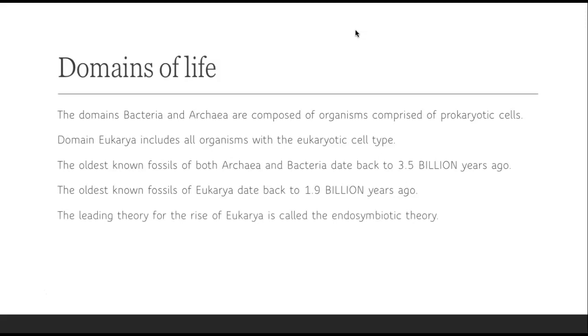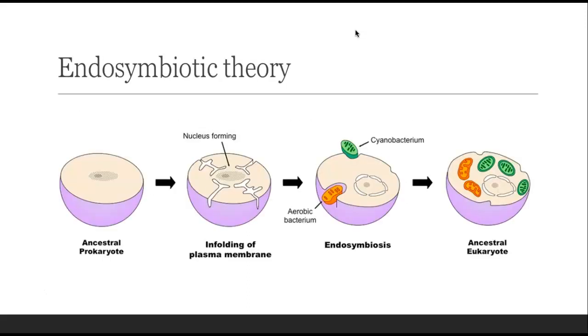The leading theory for the rise of what our eukarya are now known as is called the endosymbiotic theory. Well, what's the endosymbiotic theory? The endosymbiotic theory basically states that at some point there was an ancestral or just old type of prokaryote that began to get infolding of the plasma membrane. So the plasma membrane is what separates stuff on the outside of the cell from the inside of the cell. That started to infold, which is the beginning of a nucleus.